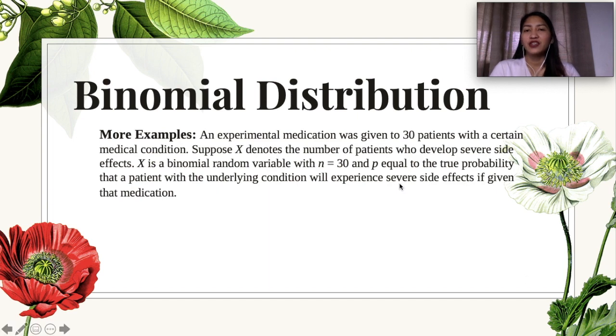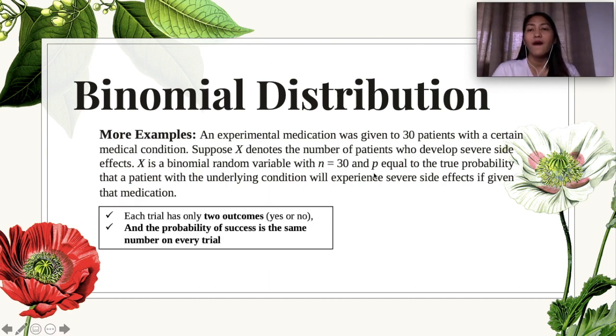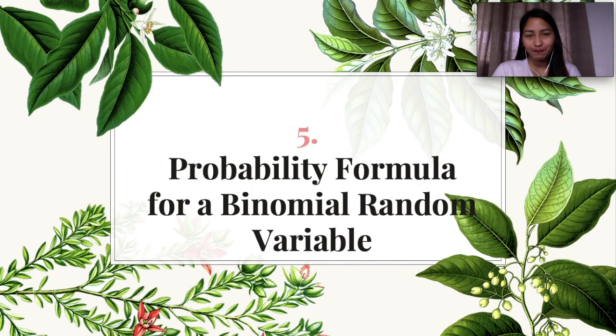Okay, here is another example. An experimental medication was given to 30 patients with a certain medical condition. Suppose X denotes the number of patients who develop severe side effects. X is a binomial random variable with n is equal to 30 while p is equal to the true probability that a patient with the underlying condition will experience severe side effects if given that medication. So, supposed to be dapat meron siyang value ng p or probability.